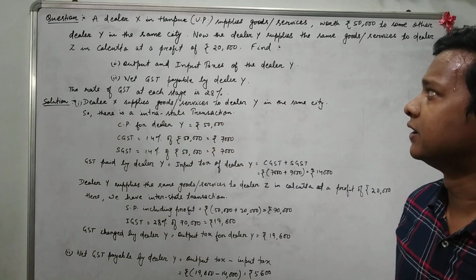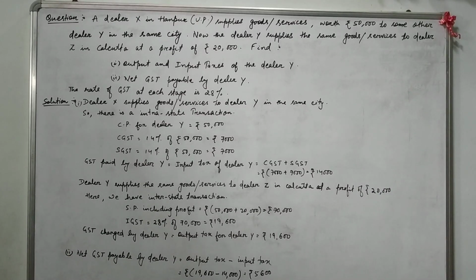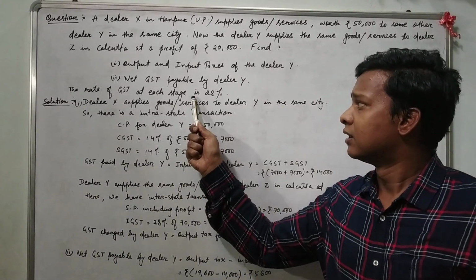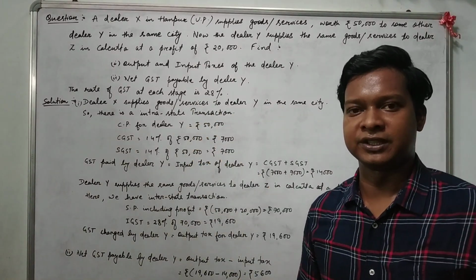Okay, so the question here is, a dealer X in Hanpur, UP supplies goods and services worth rupees 50,000 to some other dealer Y in the same city. Now, the dealer Y supplies the same goods and services to dealer Z in Calcutta at a profit of rupees 20,000. Find output and input taxes of the dealer Y, net GST payable by dealer Y. And the rate of the GST in each stage is given as 28%.